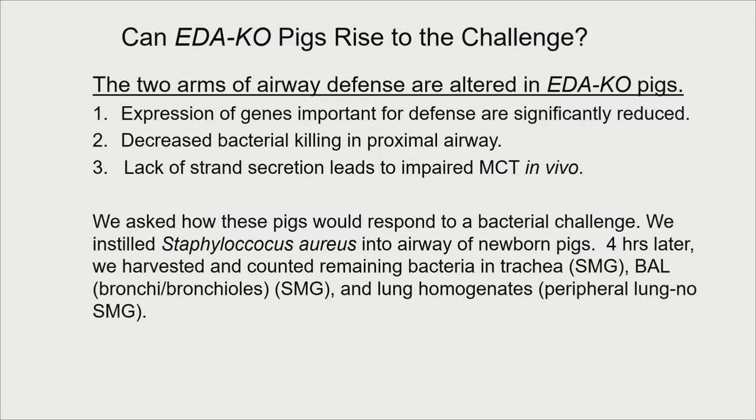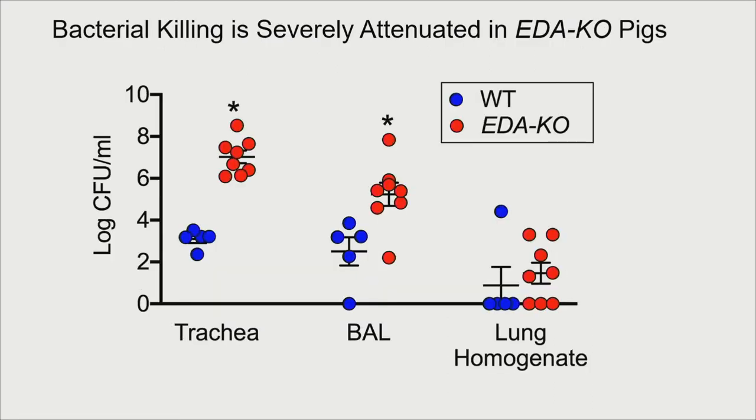We instilled Staphylococcus aureus into the airways of newborn pigs. Then 4 hours later, we harvested and counted whatever bacteria was remaining in the trachea, the bronchus and bronchioles, and in lung homogenate. This is what we found. Down here, I'm showing you the parts of the conducting airway that we looked at: the trachea, BAL, which includes bronchus and bronchioles, and lung homogenate. On the y-axis is the log CFUs of bacteria.